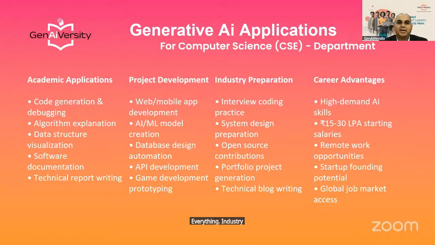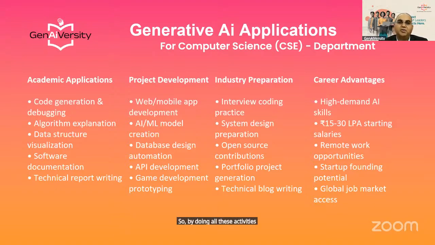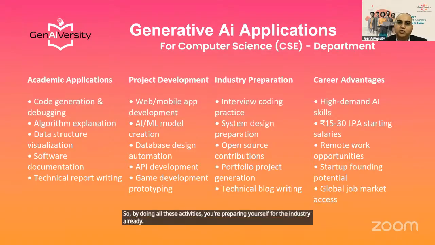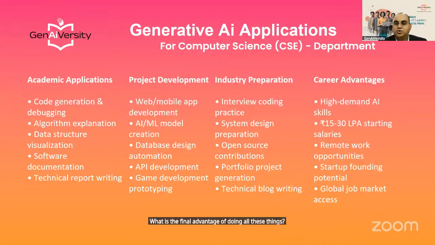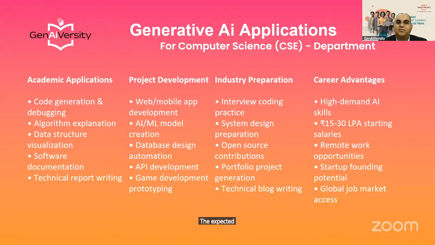Industry interview coding practice. Earlier you must have been given coding exercises from major big companies. System design preparation, open source contribution, portfolio product generation. By doing all these activities, you are preparing yourself to be industry ready. What is the final advantage? You are going to be the most in-demand in your career for every company. The expected salaries are not going to be 5 lakhs, 6 lakhs, or 4 lakhs. At least 15 to 30 lakhs LPA is going to be your starting salary. And for startups, if you have funding opportunities, global access is there.